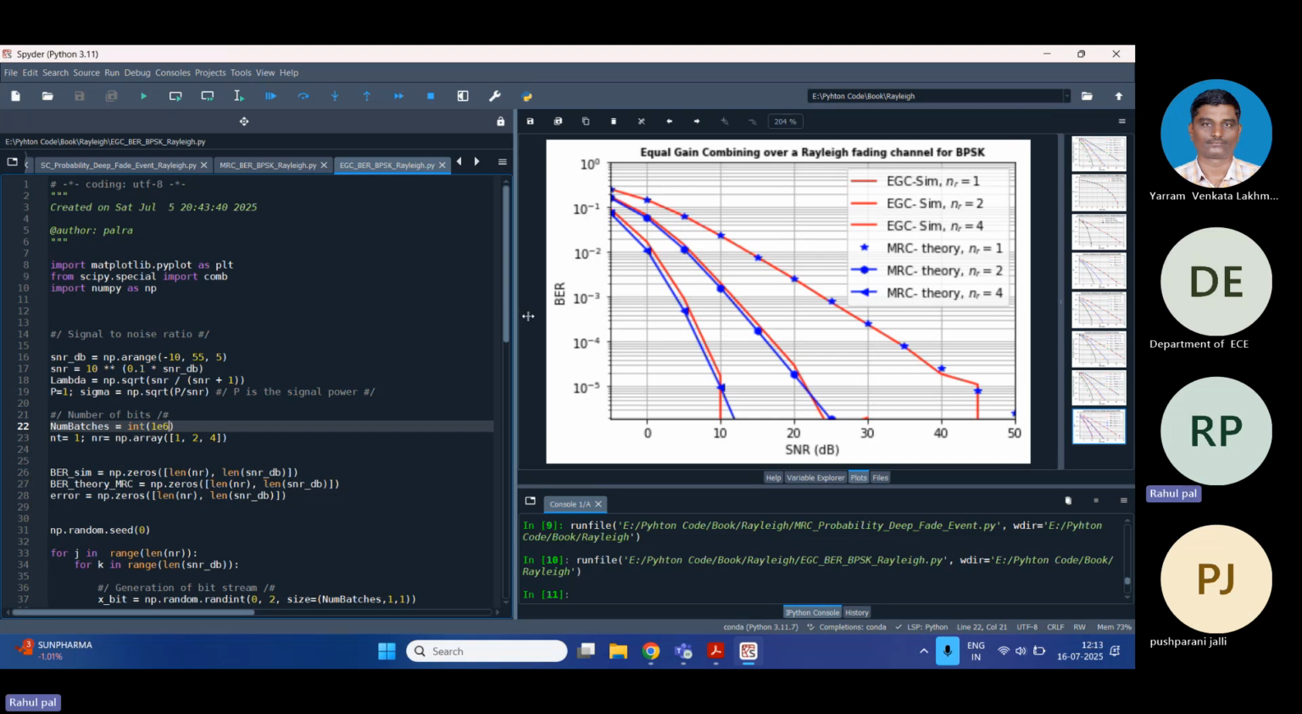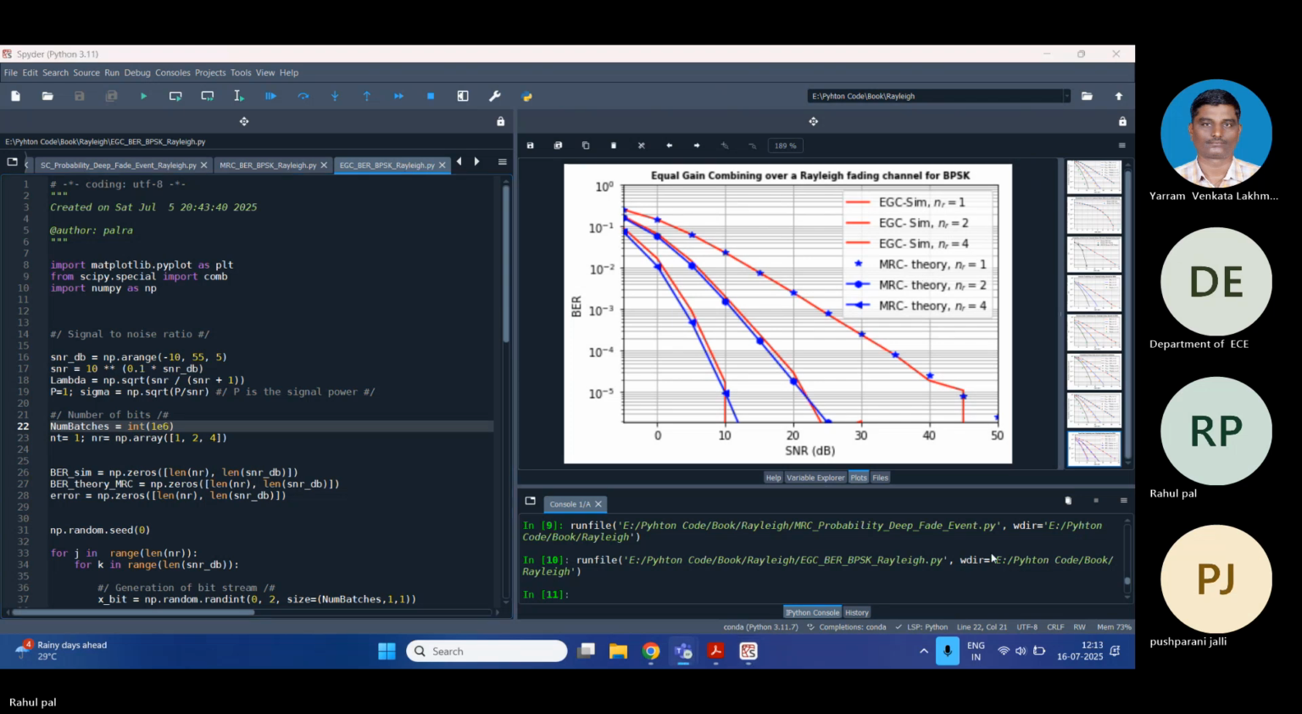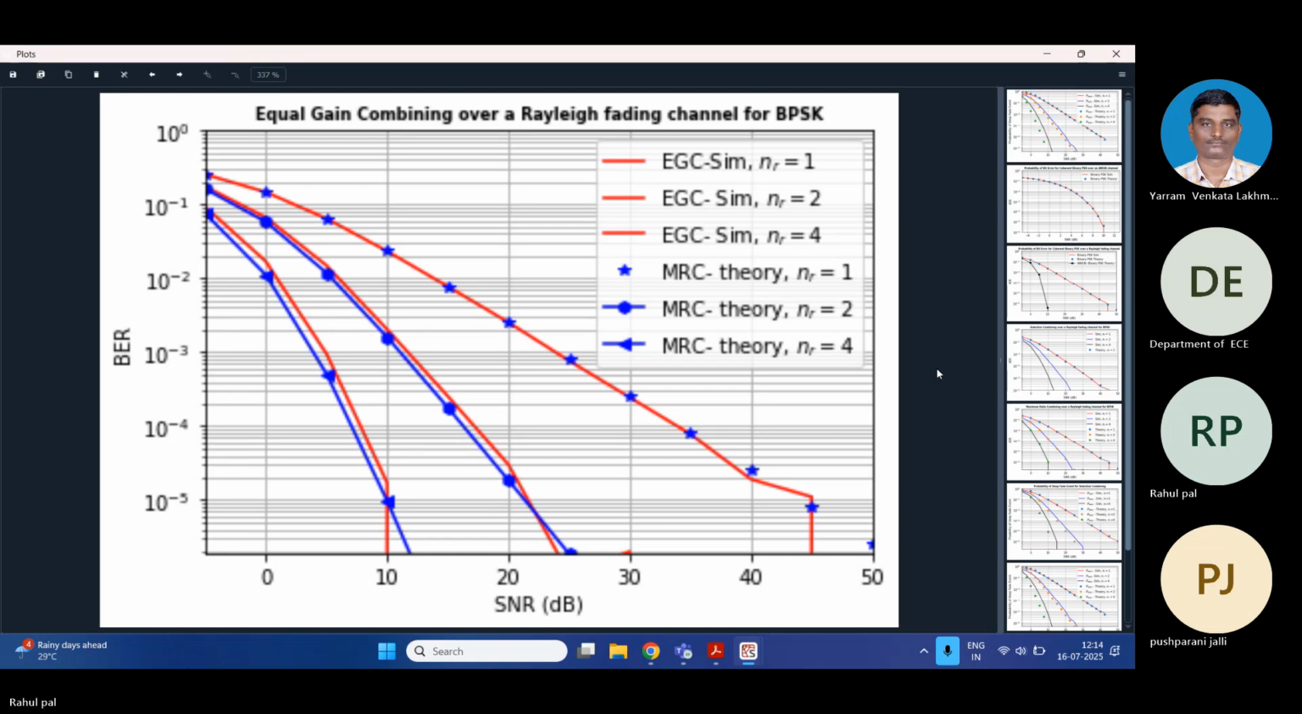So now you can see we got the results. Okay, so now you can see two plots. We are comparing with the simulation component. So now we can take the values corresponding to the experimental and simulation terms. So they are matching. Okay.